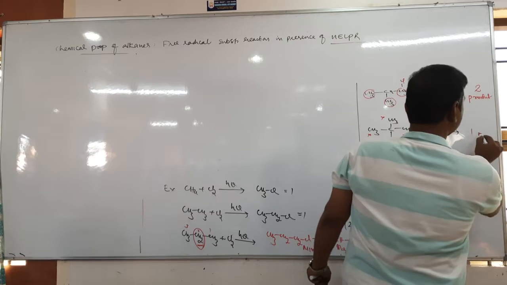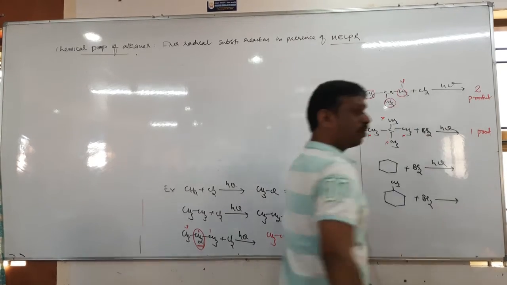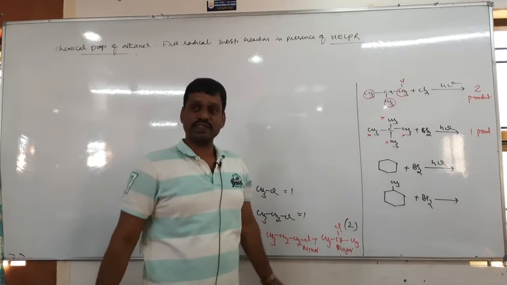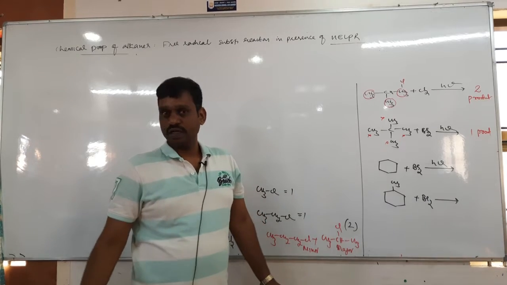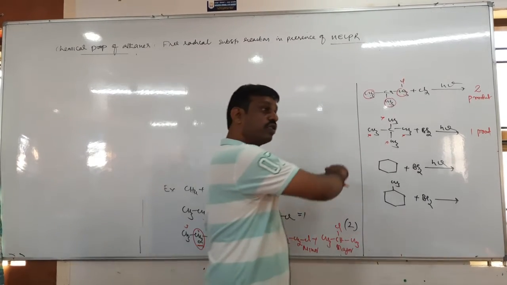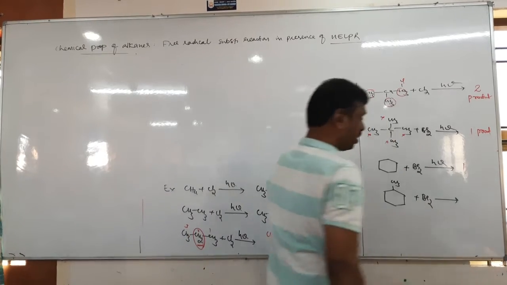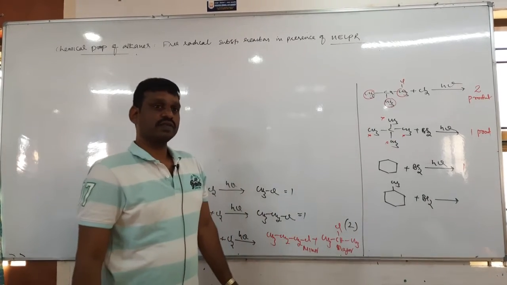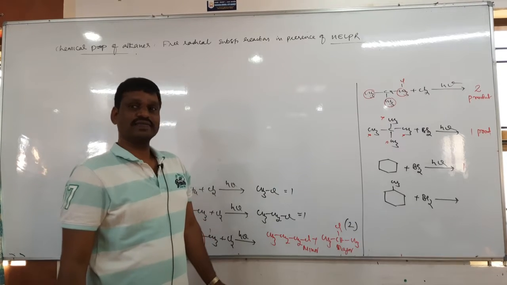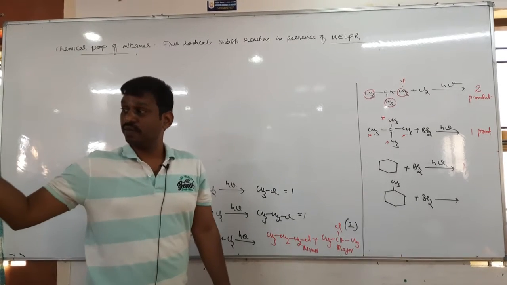So how many? One or not? One product. Next, it is 1 because all the carbons are the same on cyclohexane, that is only 1 here. Somebody said 4, very good.